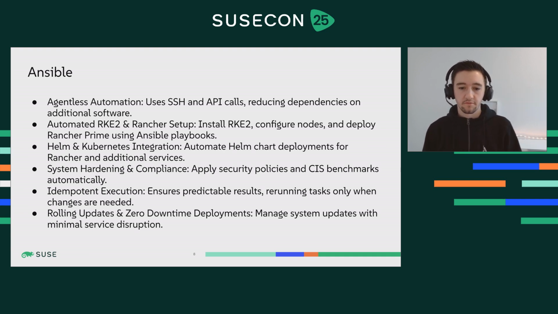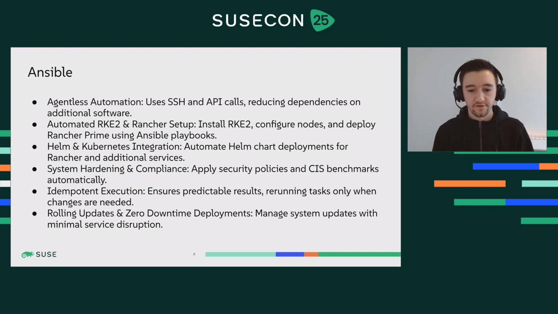We then use automated Helm charts deployment to deploy, for example, Rancher and other services we need for the whole integration. And in our case, the security policies and the sysbench benchmarks can apply automatically, which is great for a hardened system and for the whole security concept. The whole execution is predictable and can be rerun. That's the beauty of Ansible.